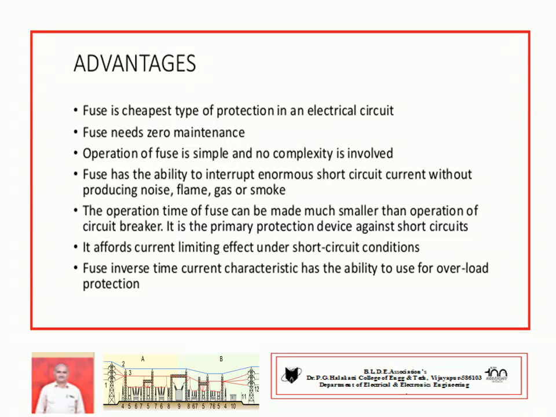Advantages: it is one of the simplest protective devices in an electric circuit. It does not require any maintenance, that is, zero maintenance. The operation of the fuse is simple. One main disadvantage is that after each operation we have to connect another fuse wire, hence more interruption of the electric circuit. The operation of fuse wire is a very simple process, but it has less reliability. Thus it is used where low reliability is acceptable, but it cannot be used in more sophisticated protective systems.